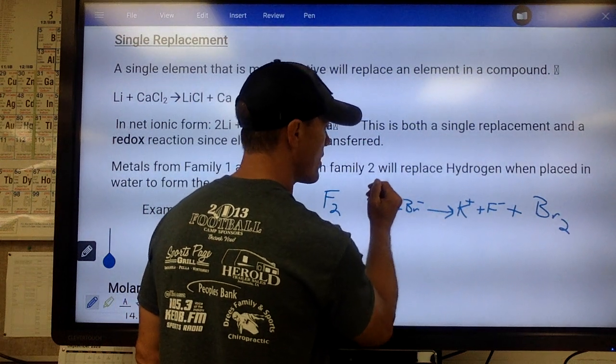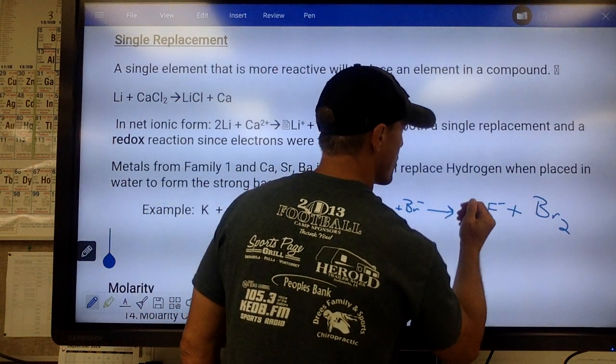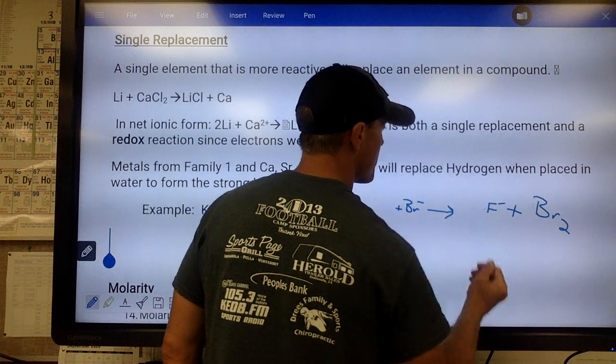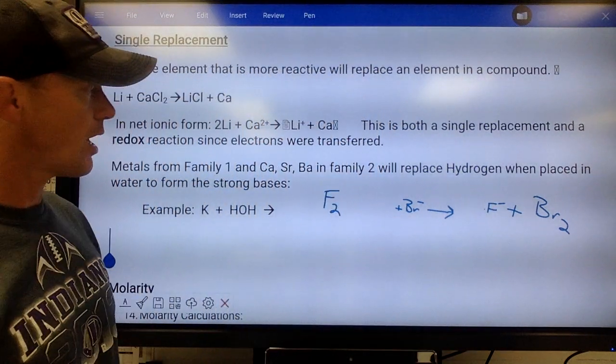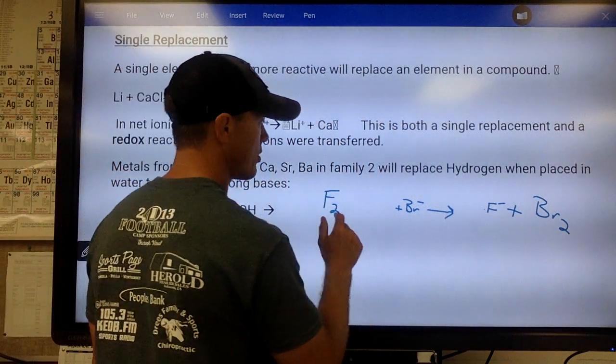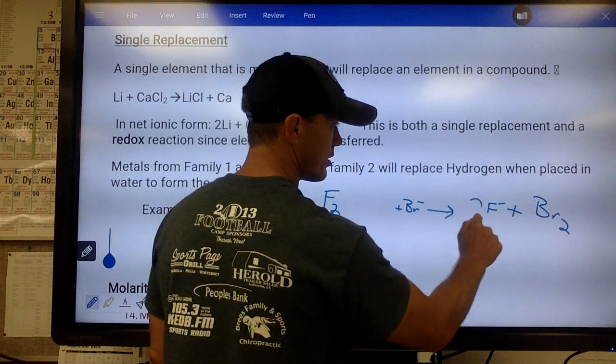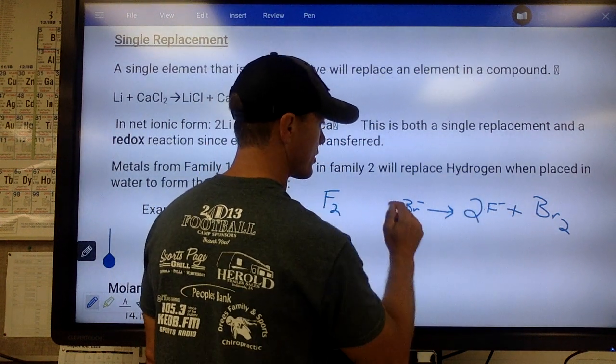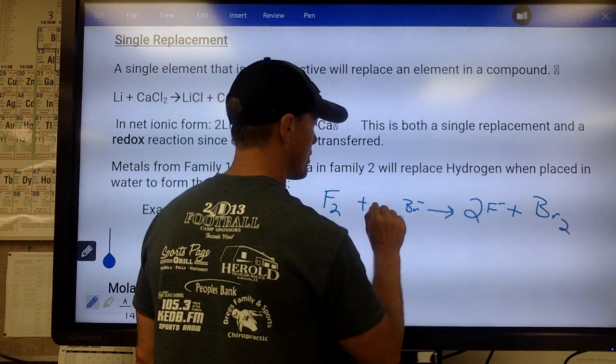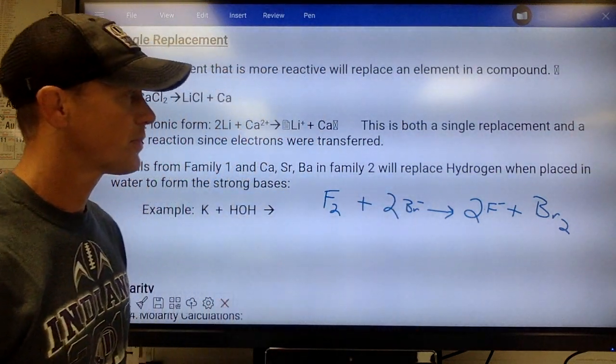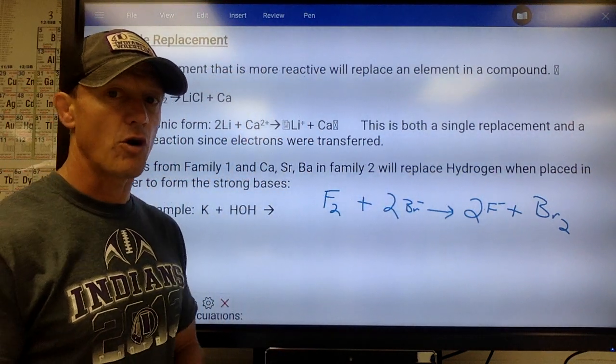Again, there's always going to be one spectator ion in a single replacement. Make sure our elements are equal: 2 fluorines, 2 bromines, 2 bromines. Again, single replacements are always redox.